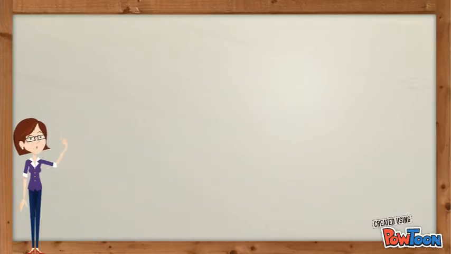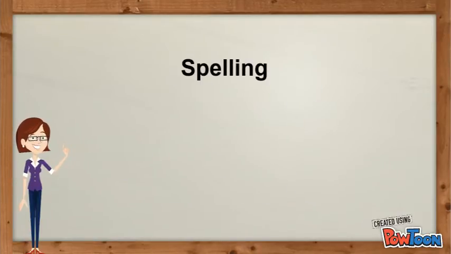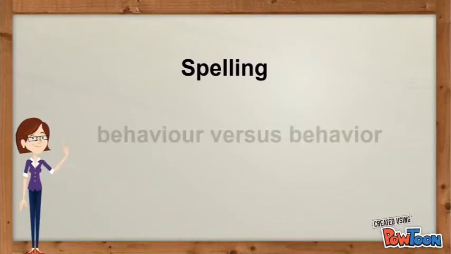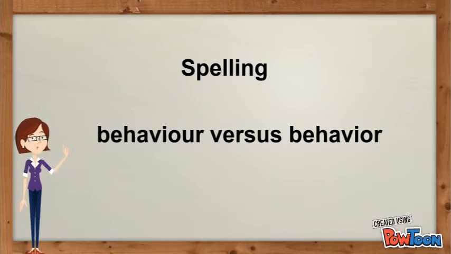Finally, you should also consider different spelling of words. The most common differences in spelling to look out for is the different spelling for words in British and American English. For example, the difference between behaviour and behavior in these two types of English.